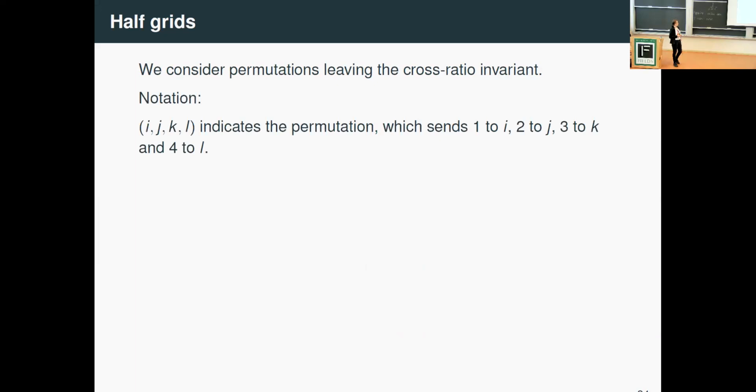So how this is done, I'm not going into details. I will just tell you some tools we are using. We consider permutations which leave the cross ratio invariant. We have 4 points on each line, so we may speak about the cross ratio of these points. And we use the notation I, J, K, L for the permutation which sends 1 to I, 2 to J, 3 to K, and 4 to L. So this is not a cycle, that's why the commas between the numbers.